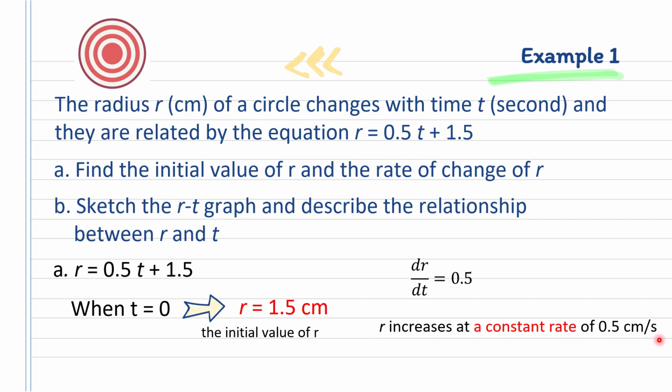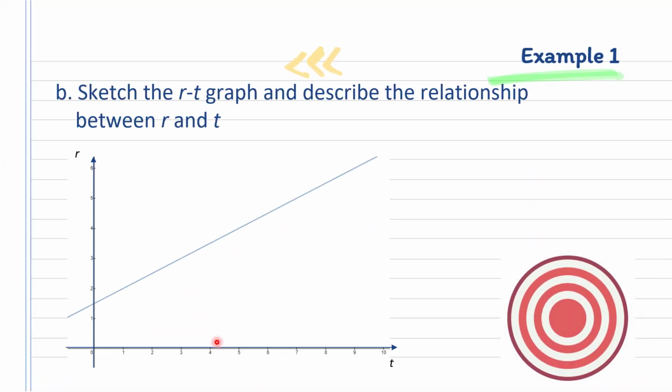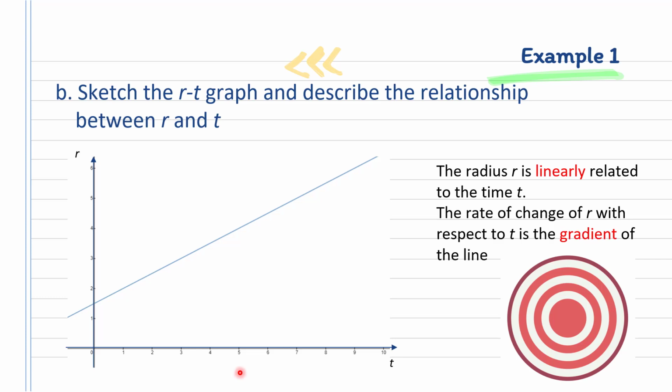Let's see the sketch of the r-t graph. Here, you can see that r and t will be linearly related. So the radius is a line compared to the time, and the rate of change of r with respect to time is the gradient of the line. You can see that for this linear line, the gradient will be a constant, or the value is 0.5 earlier.